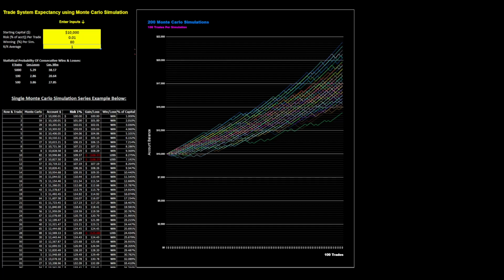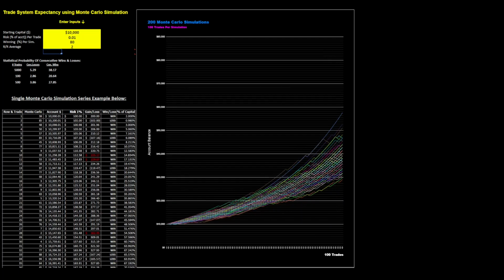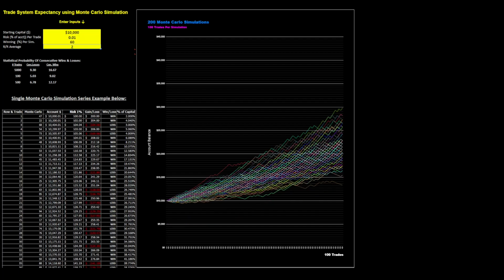But what if, let's say, you have a 2R? Oh, this gets ridiculous with compounding, right? Doesn't it? Okay, 40,000. You're 300% or 400% return. Okay, but what if your win rate isn't so high? What if it's 60%? Hey, you still, everyone's profitable, but some are very lucky, and the vast majority are somewhere here in the middle, right? And so this is what the Monte Carlo basically essentially tracks.